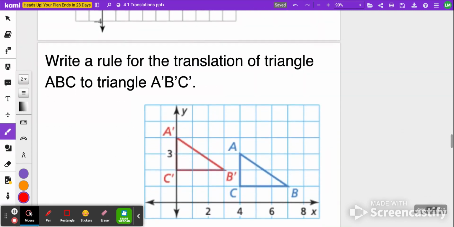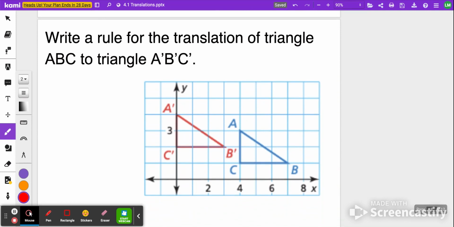Next up, it says write a rule for the translation of triangle ABC to triangle A prime, B prime, C prime. All you need to do is just pick a point and figure out its new point. So here we are at A, and it looks like I'm going to the left first. I always want to start with my x movements, which is left or right, then up or down. So to the left, I go 1, 2, 3, 4. So I just went left 4, and then I go up 1 to get to my new image.